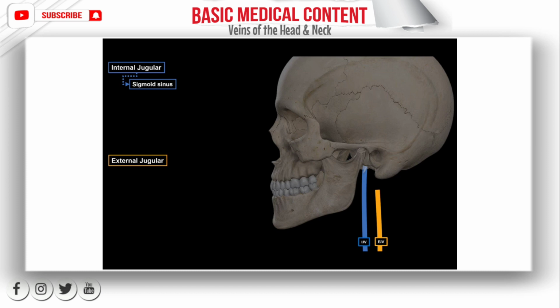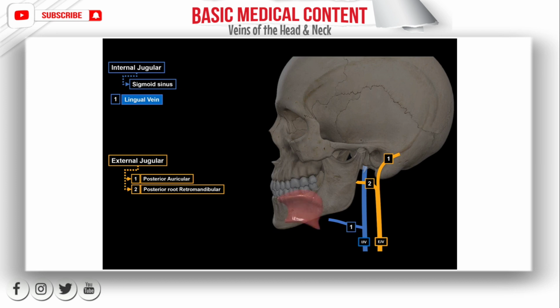The external jugular, however, is going to divide into the posterior auricular vein and the posterior root of the retromandibular vein. Retromandibular vein is going to become more logical later. Now, the first vein that drains directly into the internal jugular vein is the lingual vein. The lingual vein is going to receive blood from 3 different veins. The first one is the deep lingual vein, and then we have the dorsal lingual vein, and then we have the sublingual vein, which drains blood from the sublingual gland.